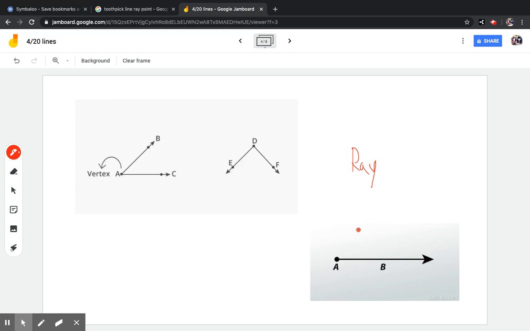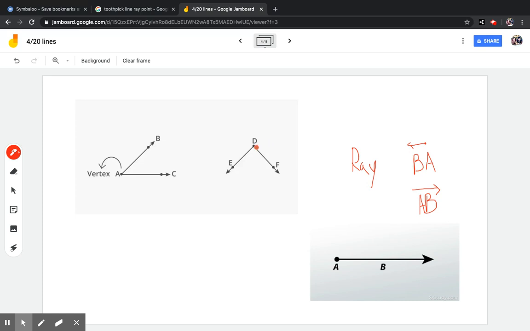If I was going to label this, I would call it ray AB. And I would make sure that my arrow is facing the correct direction. Or if I wanted to call it ray BA, this is a little trickier, but I still want to make sure my point is on the side of A. So that would go this way. My arrow is on B, my point is on A. So that's how you would have a ray.